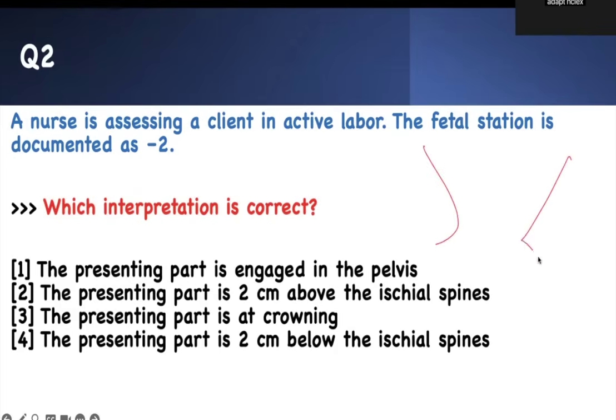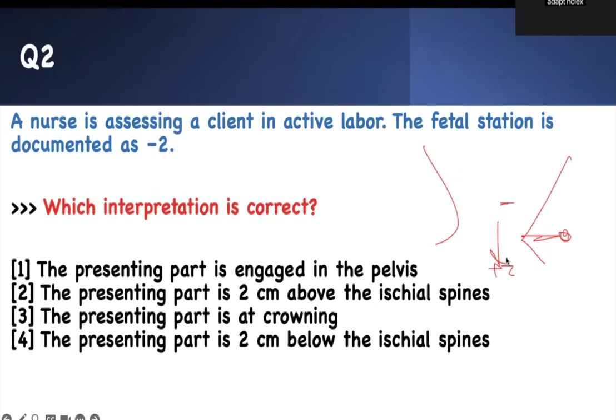This station is with respect to the ischial spine, which is 0. If you're negative, you're above it. If it's positive, you're below it. The more positive you are, the more you're about to come out. That's all. That's the concept. Therefore, I've given you the concept. Minus 2, you are above the ischial spine. Therefore, which one is your right answer? You see, it's popping out like candy based on the concept.